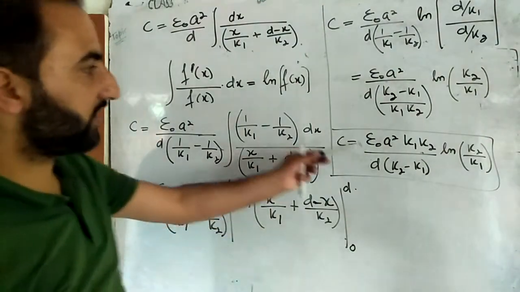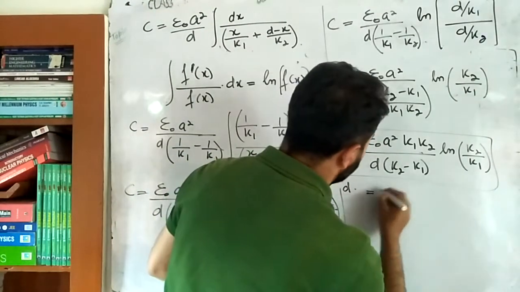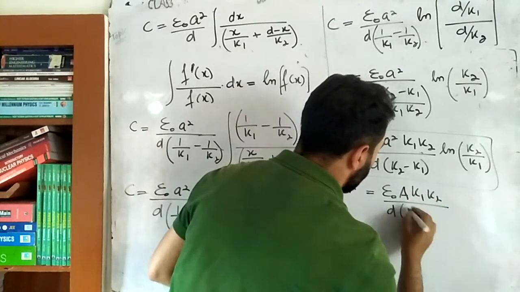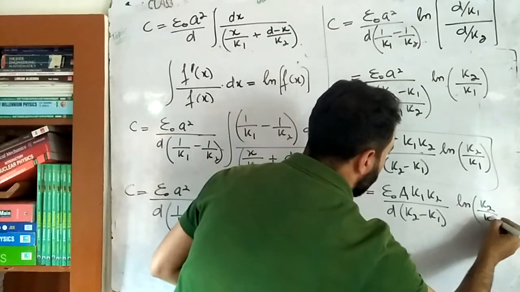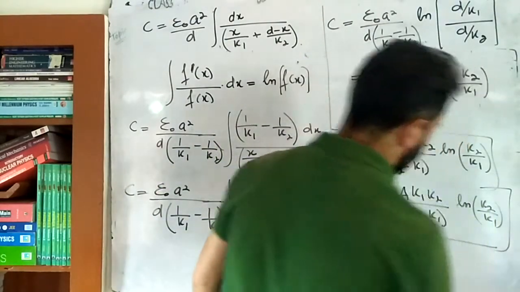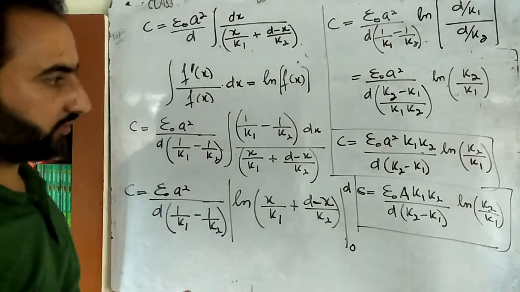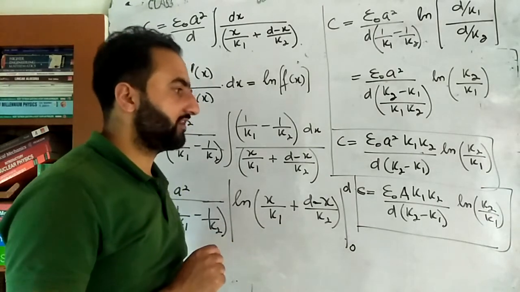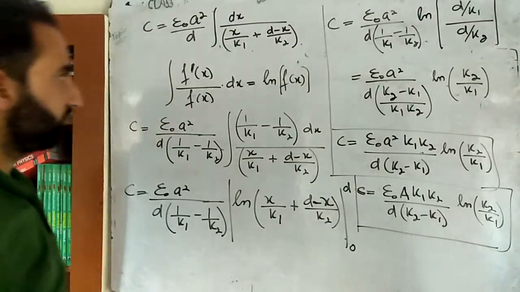Now it is better that you just memorize this equation. You can also write it like this: epsilon naught multiplied by capital A, where A is the area, multiplied by k1 k2 divided by d into (k2 - k1), ln of k2 divided by k1. So this is the equivalent capacitance, very very important. It is a problem asked in H.C. Verma and in Irodov as well, and also asked in the recent JEE 2019 exam. So pause the screen and write it down. I'm sure you are following me and you are getting it.